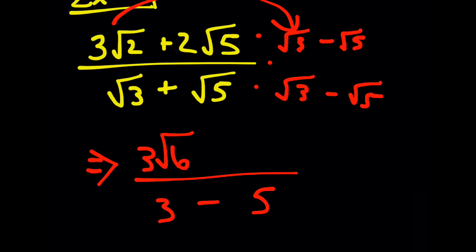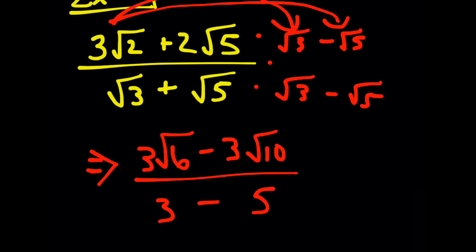Alright. Then my next step of FOIL is multiply the two outsides. So it's the 3 root 2 times negative root 5. Are the square roots the same? No. It's going to be negative 3 root 10. Now, on the inside, I've got 2 root 5 times root 3, which is going to give me what? 2 root 15.